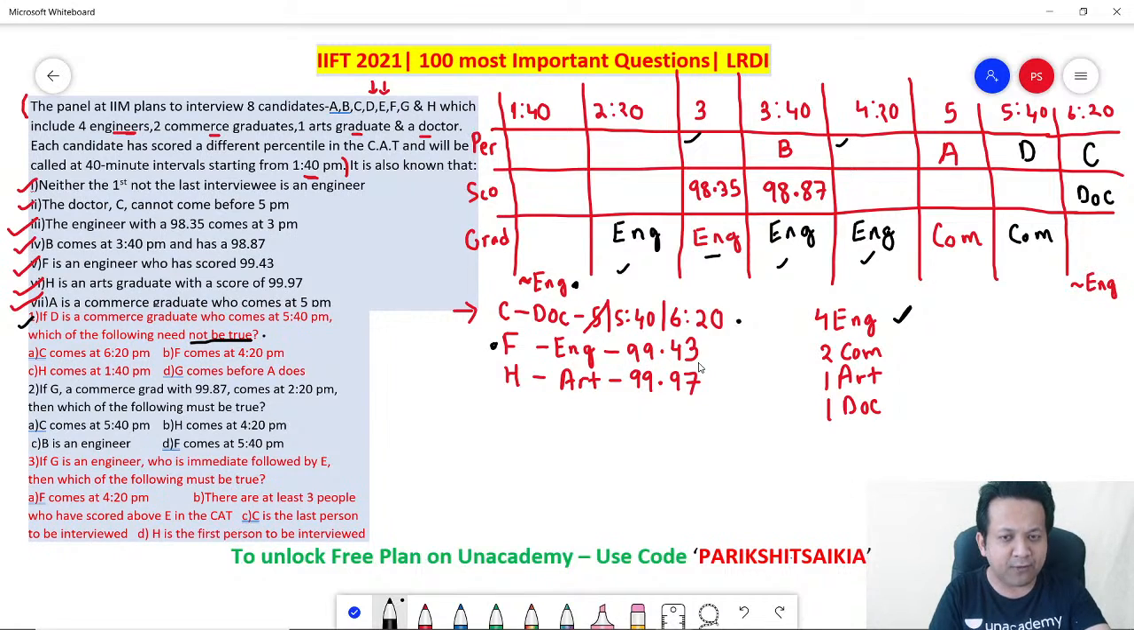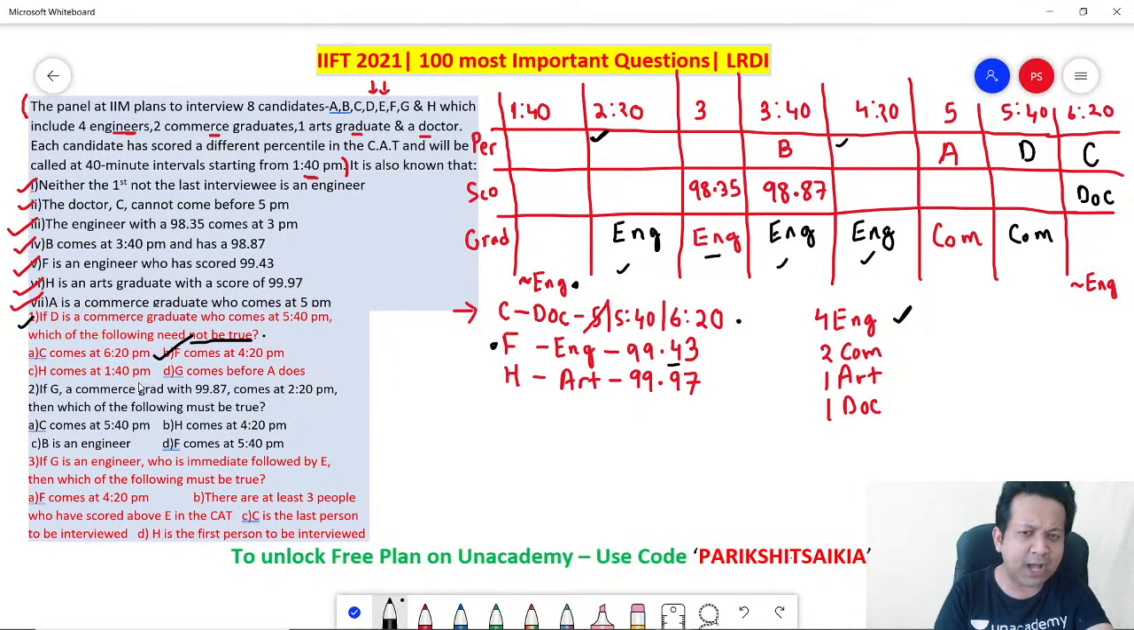Oh, 99.43. So he need not be at 3 p.m., because the 3 p.m. guy has 98.35. So F might come at 2:20 also. Will you agree? F is an engineer and has 99.43. So he might come at 2:20 or at 4:20. Perfect. There are 2 possibilities. So option B need not be always true. So B is your answer. You get it? Let's look at the other options.